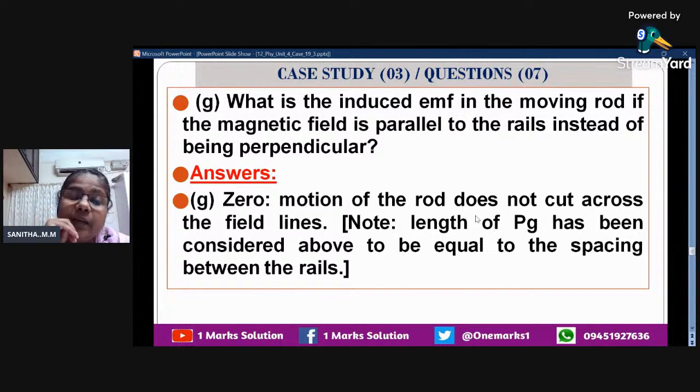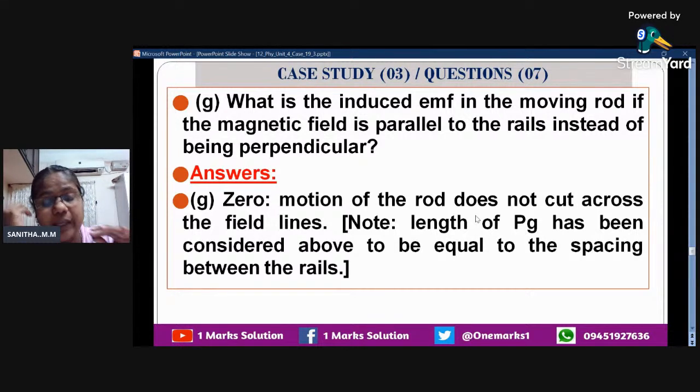Or we can say in another manner, the motion of the rod does not cut across the magnetic field lines. If the magnetic field lines are like this, and the rod is also like this, they are not cutting it. Cutting means there is a change in magnetic field lines. If there is no change in magnetic field lines, there is no induced EMF also. So that is the correct explanation for this.